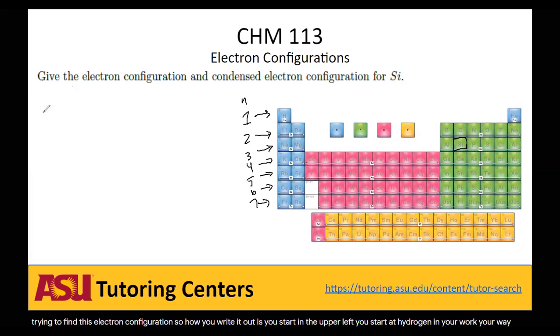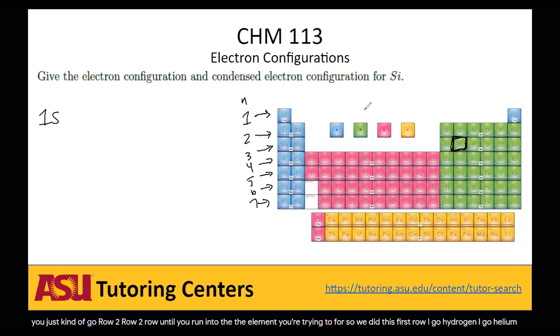So you start with the principal quantum number 1, and you start with the subshell S. You always start with 1s. And you just go row to row to row until you run into the element you're trying to write the electron configuration for. So within this first row, I go hydrogen, I go helium, and then as I go to the right, I just end up going back to my next row.